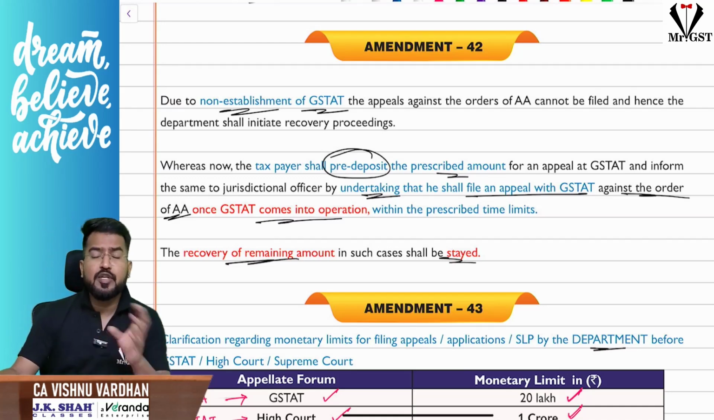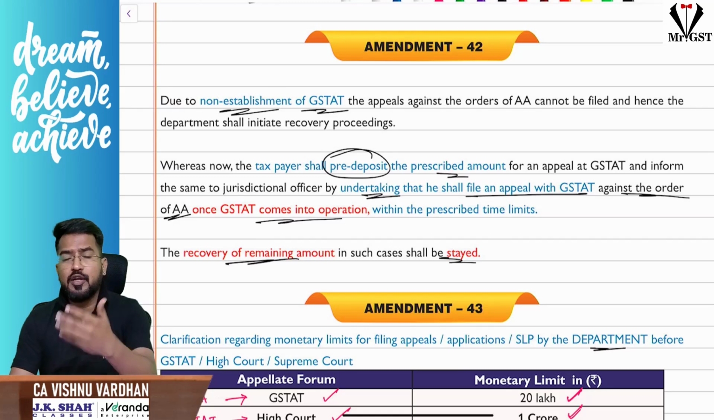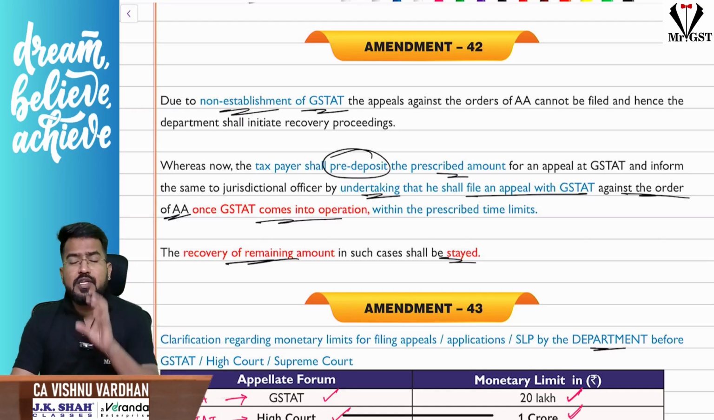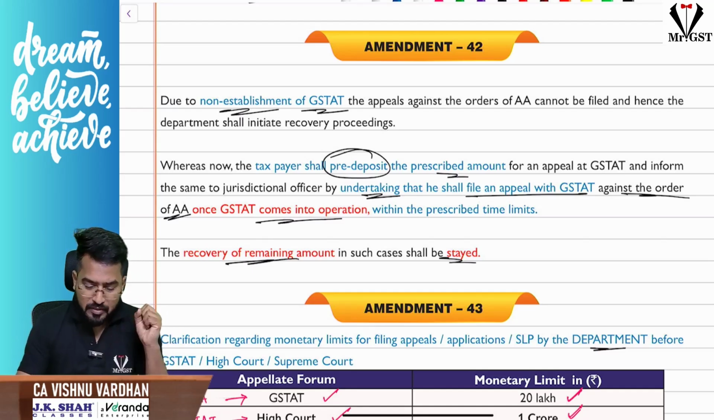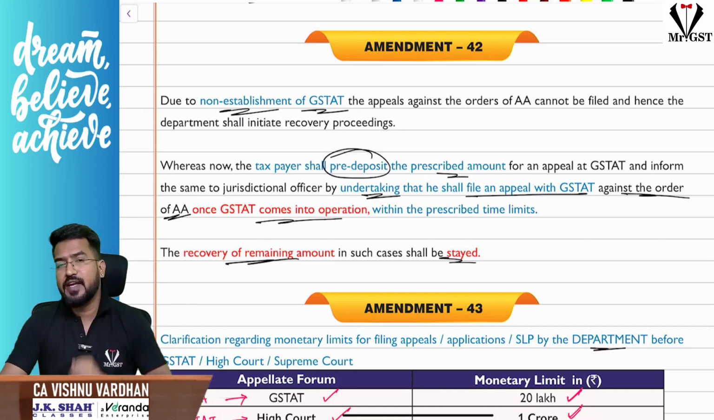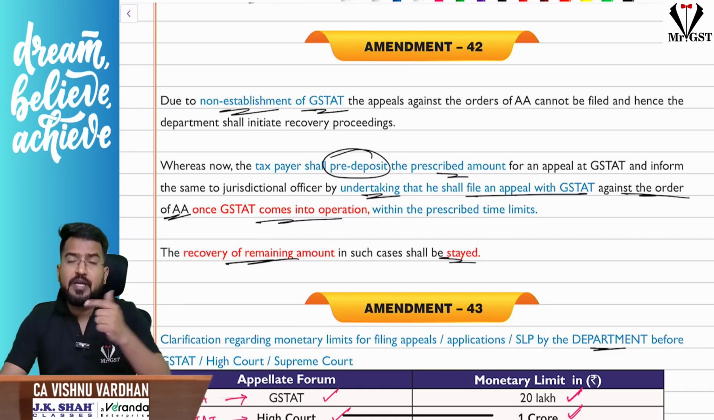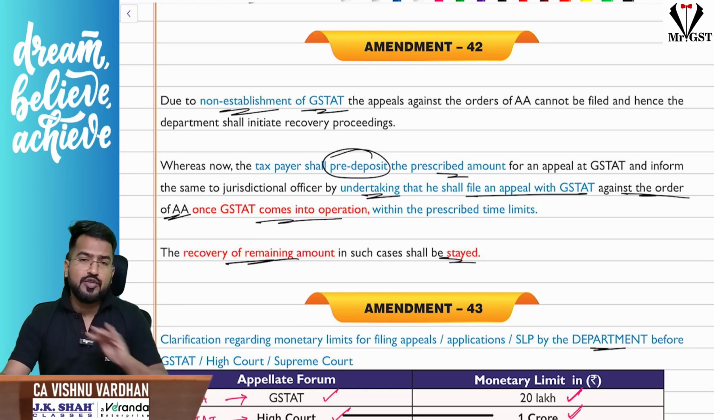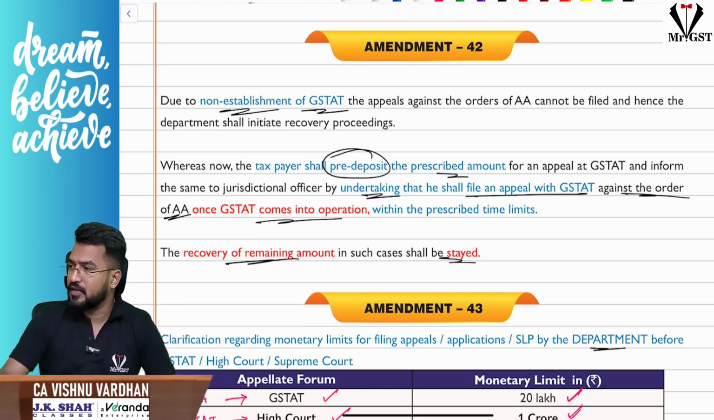Now, sir, the next one is that because of non-establishment of GST appellate tribunals, people are not able to file appeals against the appellate authority's order. So what the department is trying to say now is, whatever the pre-deposit amount as may be prescribed, if you deposit that and give an undertaking that after the establishment of the appellate tribunal you will file an appeal within the time limit given, then the recovery of the balance amount will be stayed. So, till the establishment of appellate tribunals, you need not worry. You just pay the pre-deposit amount, and once the appellate tribunals are appointed, you should file the appeal within the time limit, so that the balance amount till that time will be stayed and will not be recovered.